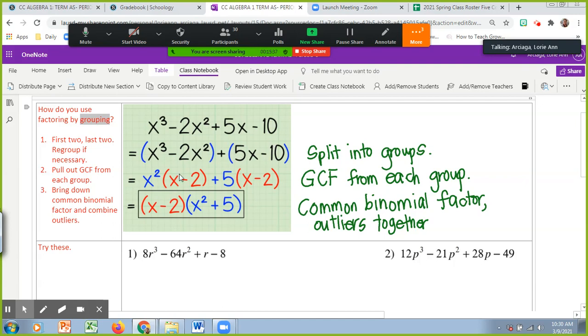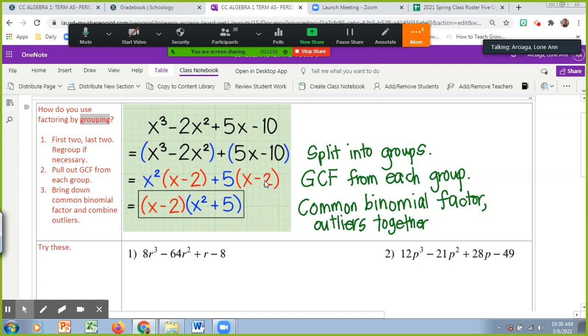After that, you're going to take out the GCF from the first group, which is x squared. And then when you divide, 3 minus 2, that's 1x. 2x squared divided by x squared, these two will cancel out, so you have 2 left. And then we do the same thing here. 5x, you take out the 5, so there's x remaining. 10 divided by 5 is 2.